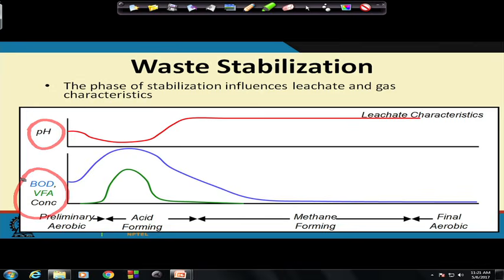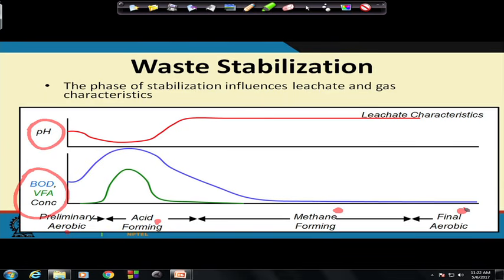So remember from the previous diagram that we looked at, we had this preliminary aerobic phase, which has been mentioned at the bottom here: acid forming phase, methane forming phase, and final aerobic phase. So these are the 4 phases we looked at. Let's follow leachate first, pH first. And these are all the leachate characteristics.